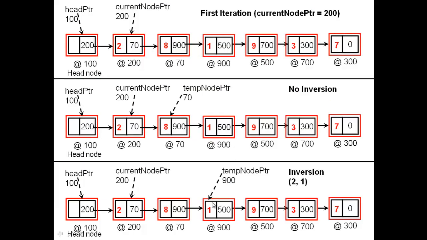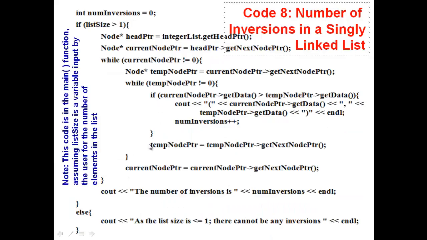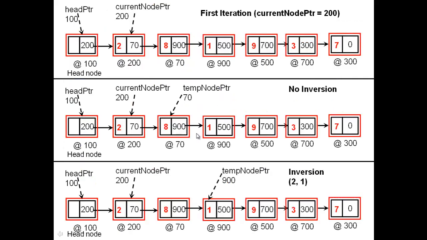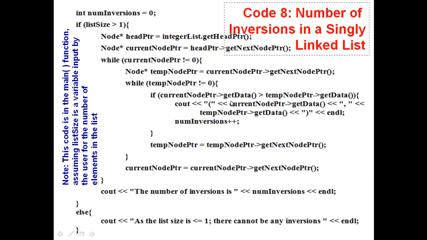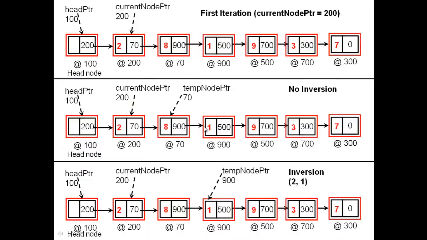And now you are comparing again. So you are still in this inner while loop. Check if temp node pointer is null or not. It is not null, so get inside the loop. Now compare current node's data with temp node's data. So current node's data is 2 compared with temp node's data, which is 1. 2 is greater than 1, so that's an inversion. So you can print the pair, the 2 data values, and then increment the number of inversions. It's initially 0, so now you have seen 1 inversion.